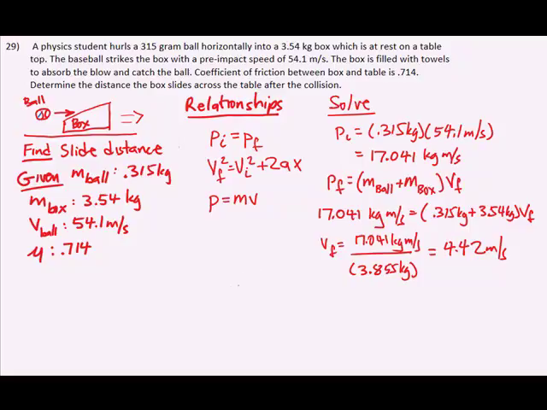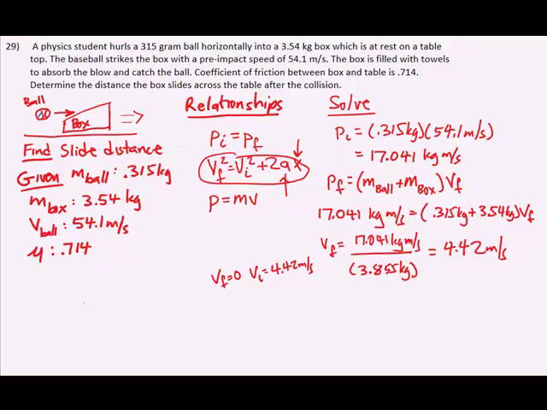When it slides to a stop, I know my final velocity is going to be equal to 0. My initial velocity is now going to become the velocity we just figured out, 4.42 meters per second. Let's use our handy kinematic equation here, and we're looking for x. The one other thing we are going to need is what that acceleration is. Let's see if we can figure that out.